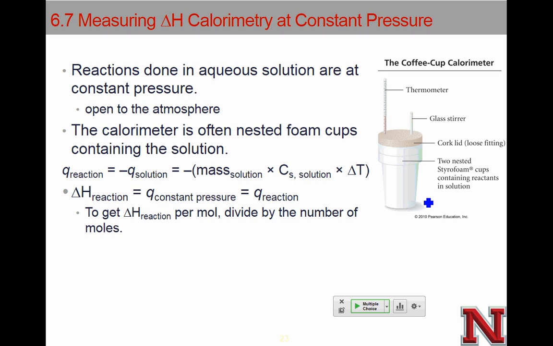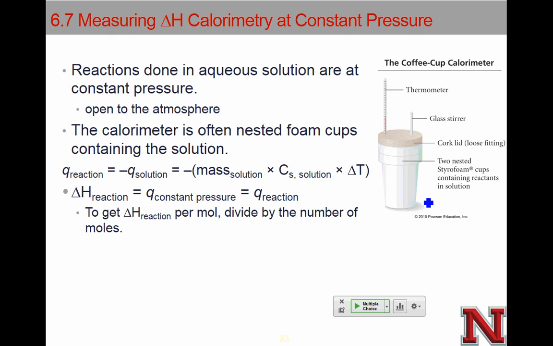Now the bomb calorimeter isn't under constant pressure. That's something to note there, because it's tightly sealed. But unless we're producing a lot of gas, it's not so much of an issue. So to get the delta H of our reaction per mole, we just divide by the amount of moles that we used in our compounds.